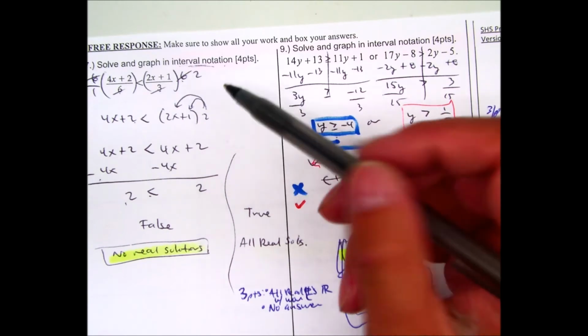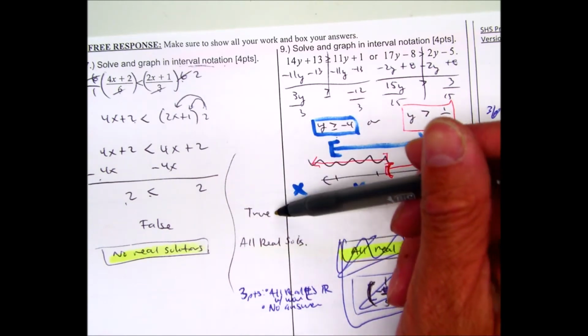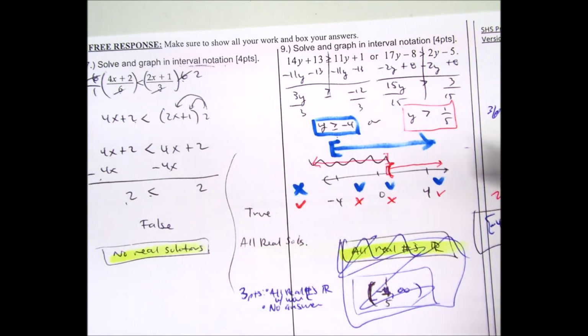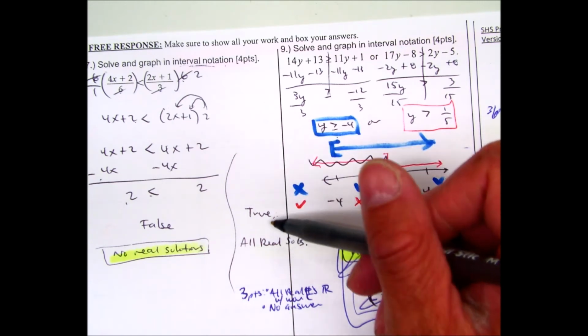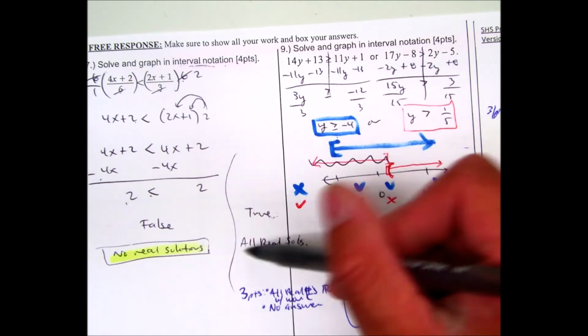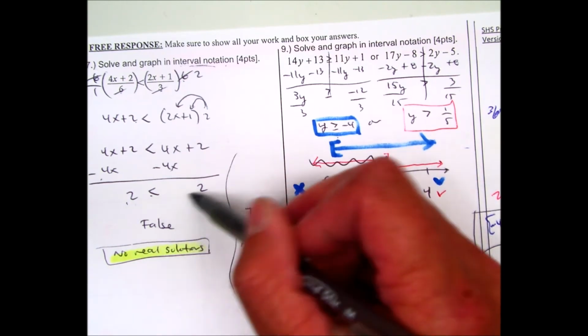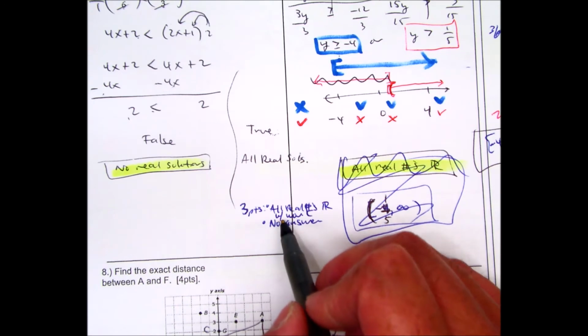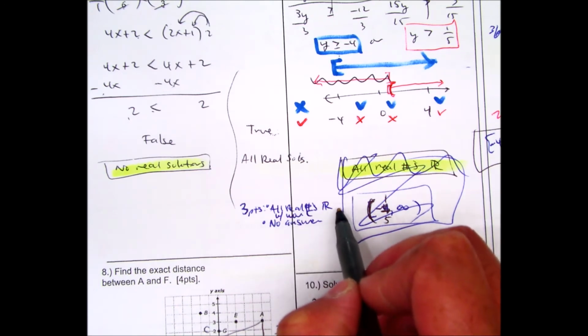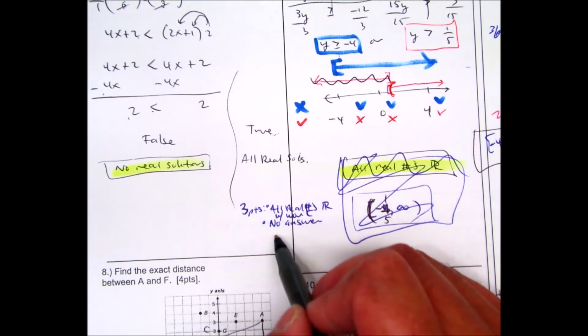Now if you wrote the word true, true would have been incorrect, because it's only true if it be all real solutions. If this was true, always true, that statement. I gave you guys 3 points if you wrote all real numbers with work, but not the correct answer.